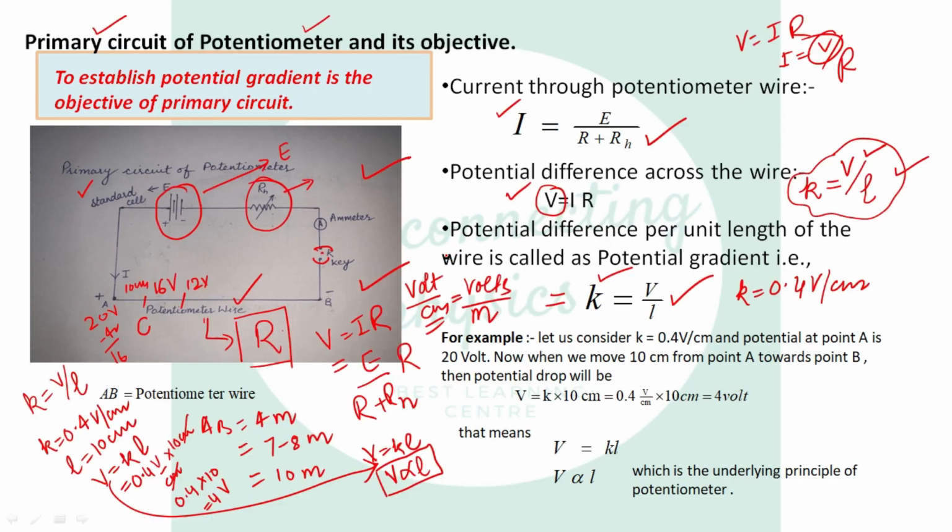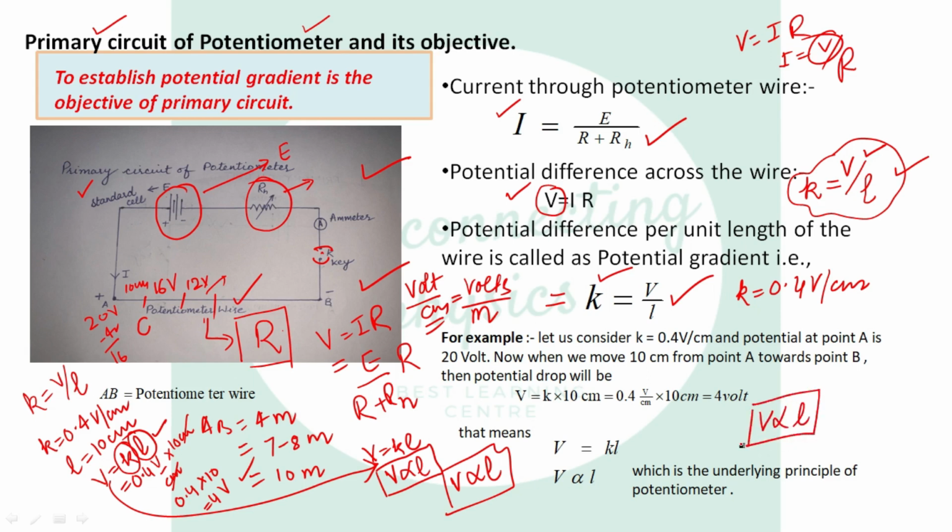Because we use this formula V equal to K into L. We put the value of K, we put the value of L, and that was 4 volt. Again we move 10 centimeter, the potential drop will be 4 volt. Again we move 10 centimeter, the potential drop will be 4 volt. So K is constant, and V is directly proportional to L. So this is the underlying principle of the potentiometer. This was the main objective of the primary circuit of the potentiometer, that is, we have to establish the potential gradient, and once we establish the potential gradient in the primary circuit, we come to the conclusion of the principle of the potentiometer, that is, V is directly proportional to L.